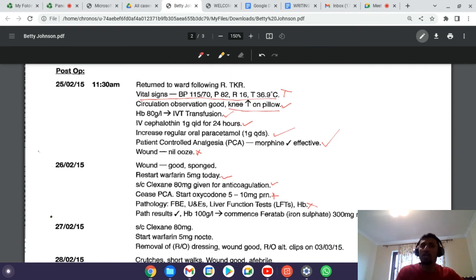We said something about IV transfusion when the patient's HB was low, around 80 gram per liter after the surgery on a day before. So today the HB is increased to 100 gram per liter. So we started, commence ferritab iron sulfate tablet 300 milligram in the morning. That is also an important information. Have you got it or not now? Is it clear? Okay, does anybody have any doubts until now?